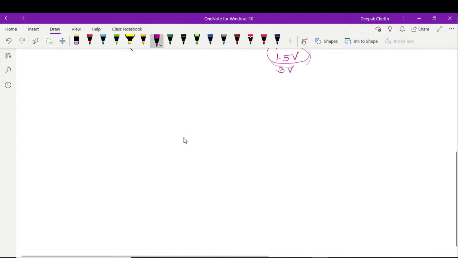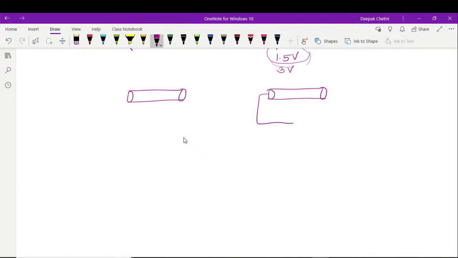Now before that, let us imagine we have a conductor again, and we have a conductor where a battery is connected. In the first one, the battery is not connected. In the second one, the battery is connected.